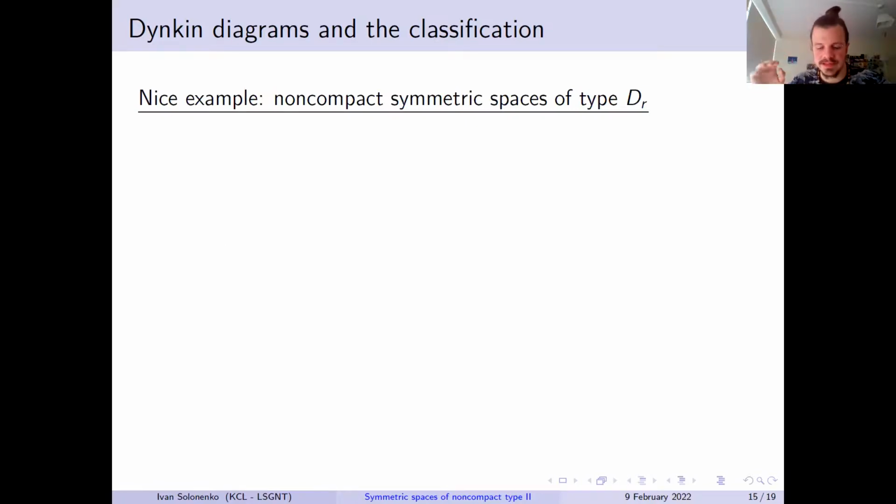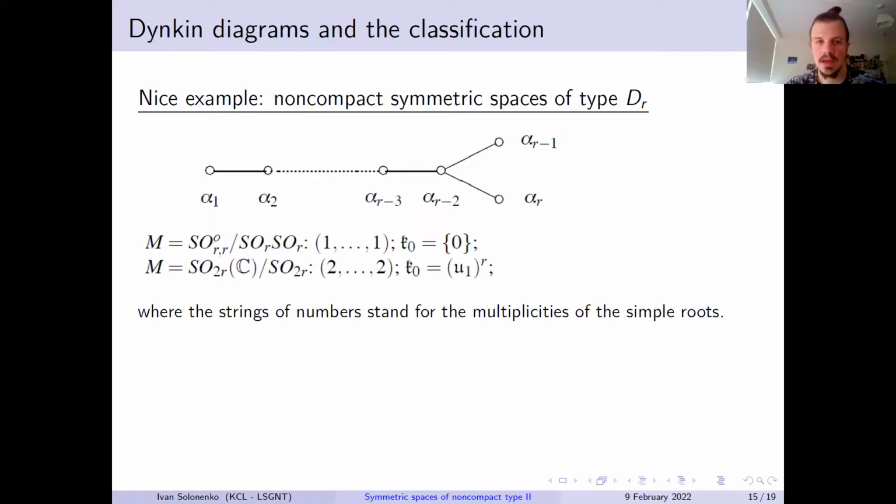So now let's look at the classification of symmetric spaces of non-compact type through the lens of their Dynkin diagrams and weighted Dynkin diagrams. Here's a nice example. Non-compact symmetric spaces of type D_r, meaning that their root system is D_r. Here is the Dynkin diagram. Here are the simple roots. And for each r, there are only two spaces with this Dynkin diagram. They're both written here, and this string of numbers in the parentheses is the multiplicities of the simple roots, so the numbers assigned to these vertices of this graph.